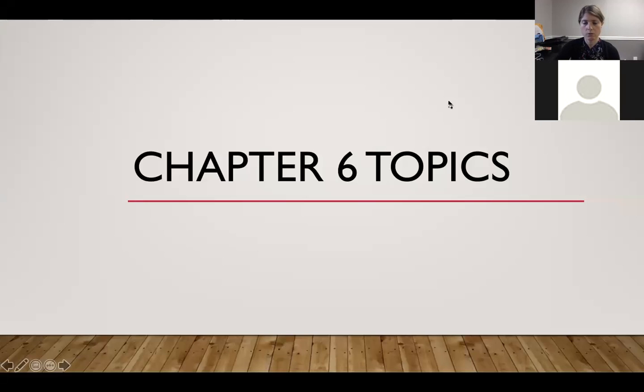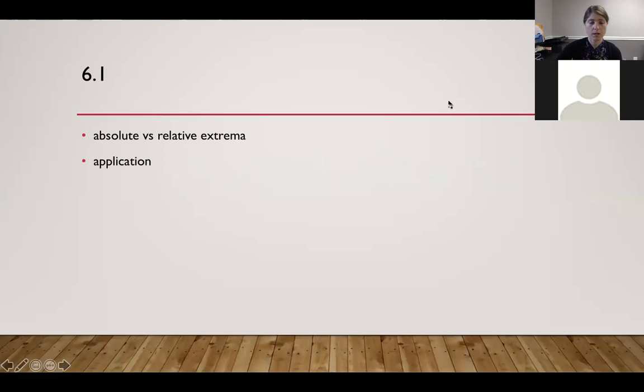All right, so let's take a look at our chapter 6 topics. We actually have a little bit of review in 6.1. A lot of you noticed, hey, this idea of an absolute extremum, we actually already talked about in class because we started off contrasting absolute versus relative when we were introducing the relative extremum, relative max and mins in chapter 5.